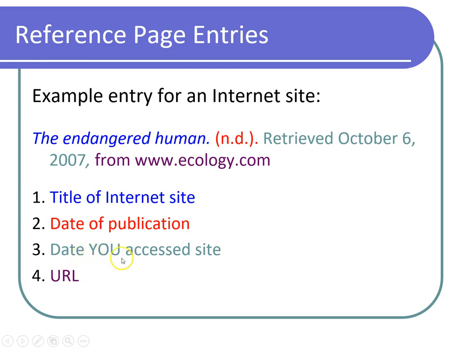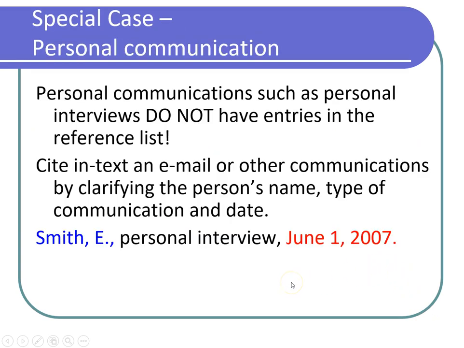Number 3, the date you accessed the site, not the date of the article, that's the red one. And then finally the URL, which is just the website address, okay? If you did a personal interview with someone, here's an example of a personal interview.